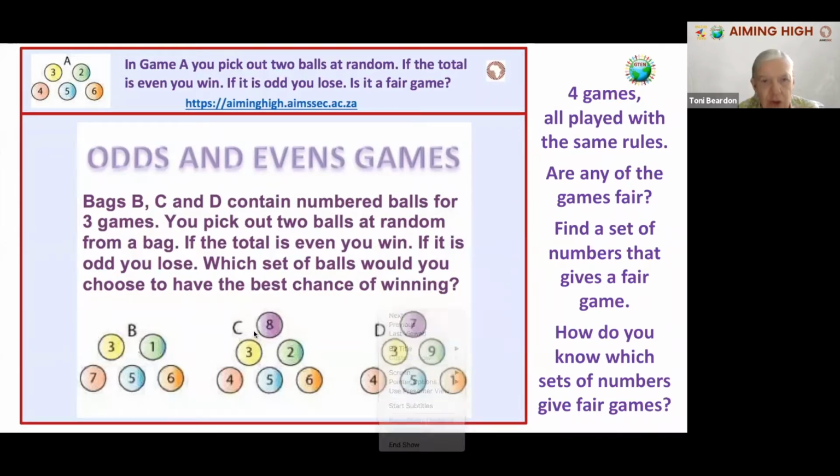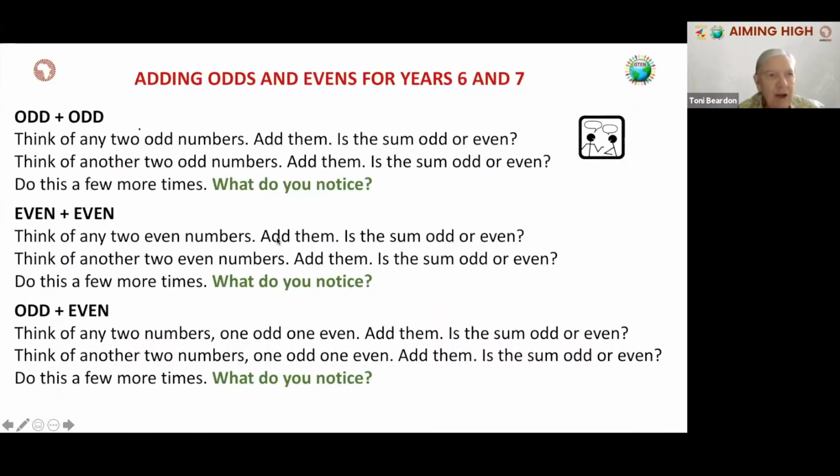Now, what we want you to do now is to close your eyes because we're going to think about a way that you might teach children to understand the process of odds and evens and what's different about them and what you get when you add two evens or two odds or an odd and even. So I want you to close your eyes and keep them closed, please, until I tell you to open them.